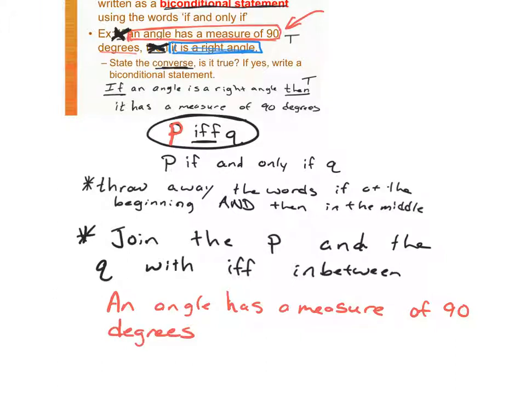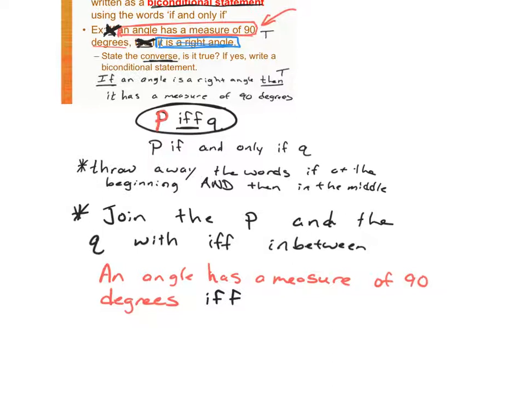Now, I'm going to write the Q in just a moment, but in between them, what do I need to write? If and only if. You can write the actual words if you prefer, but I'm kind of lazy, so I'm going to write IFF. It means if and only if. An angle has a measure of 90 degrees if and only if, now I'm going to my blue part, it is a right angle. Remember that this is being recorded, so if you need to come back to it, don't worry, it's going to be on YouTube. So an angle has a measure of 90 degrees if and only if it is a right angle.